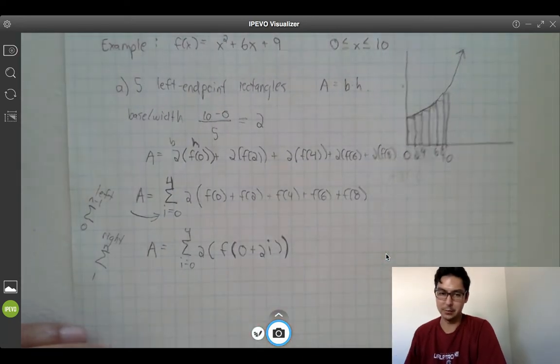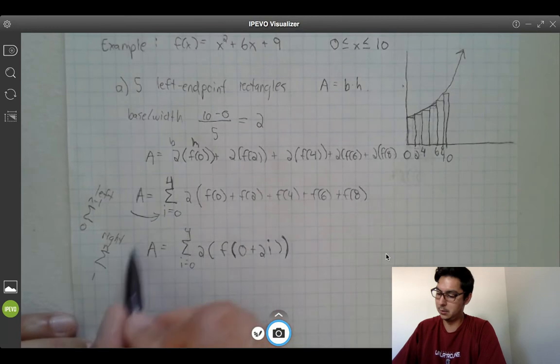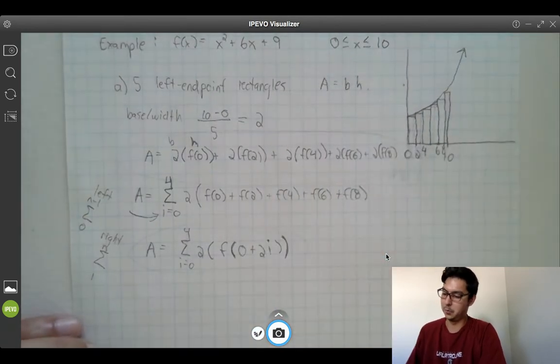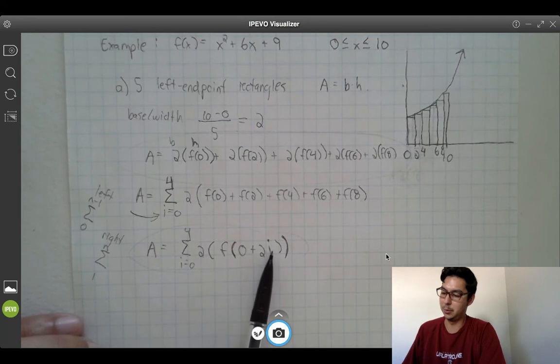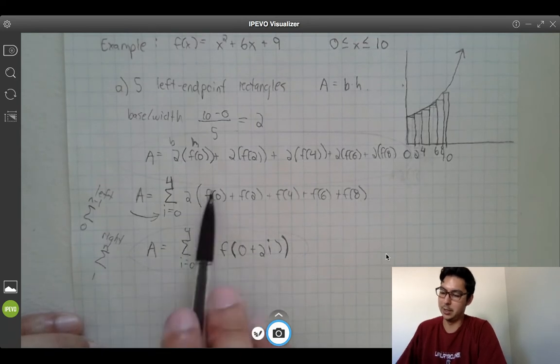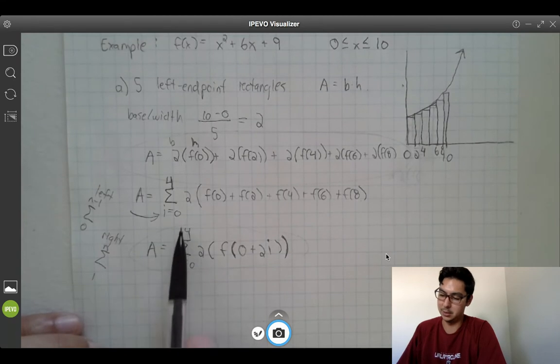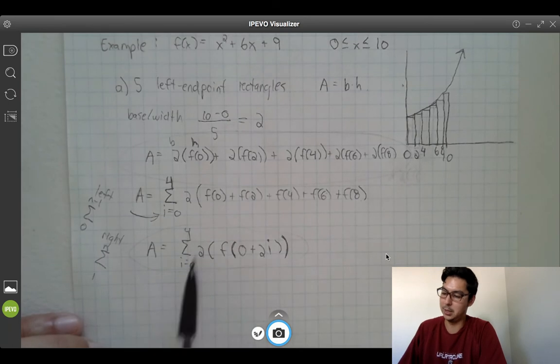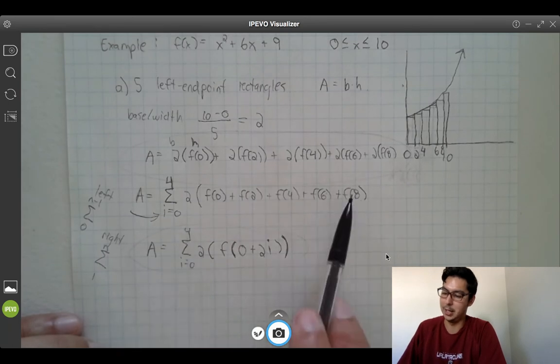That's correct. This right here says what this says up here, right? The 2 is pulled out, and then it's the function f of 0 plus 2i, where notice if I plugged in 0 first, 0 plus 0, I'd be at f of 0. Plug in 1 next, because the next index here would be 1. That would give me 2. Plug in 2, I'd be at 4. Plug in 3, I'd be at 6. Plug in the 4th, the last index, I'd be at 8.